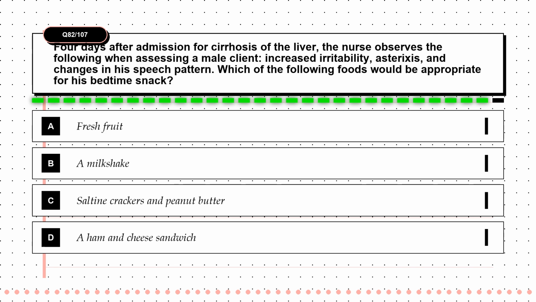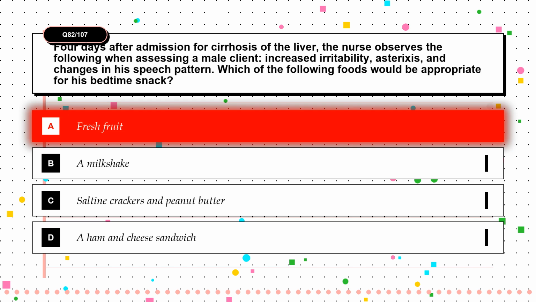Question 82. 4 days after admission for cirrhosis of the liver, the nurse observes the following when assessing a male client: increased irritability, asterixis, and changes in his speech pattern. Which of the following foods would be appropriate for his bedtime snack? Here are the options. Option A, fresh fruit. Option B, a milkshake. Option C, saltine crackers and peanut butter. Option D, a ham and cheese sandwich.